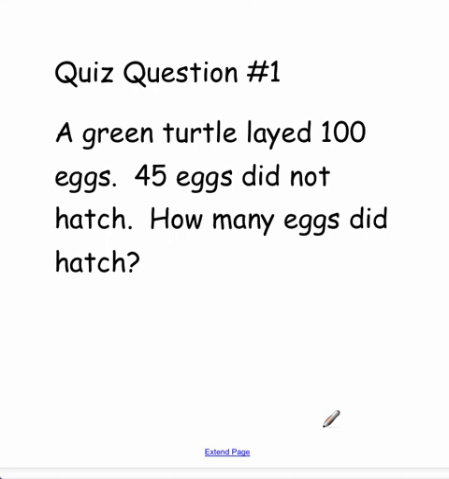Time for you to show some of your work and for you to practice. Please take out your math notebook. Here is quiz question number 1. A green turtle laid 100 eggs. 45 eggs did not hatch. How many eggs did hatch? Be careful here. All right, you're going to make a part total diagram. I'll give you some clues, you're given a total. Part of that total did not hatch. Your job is to figure out the other part that did hatch.